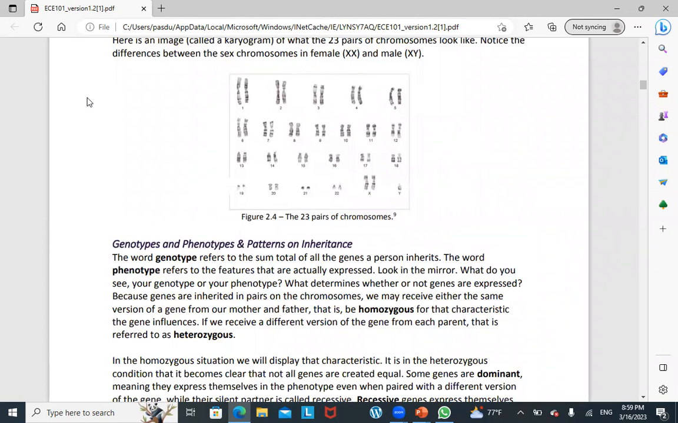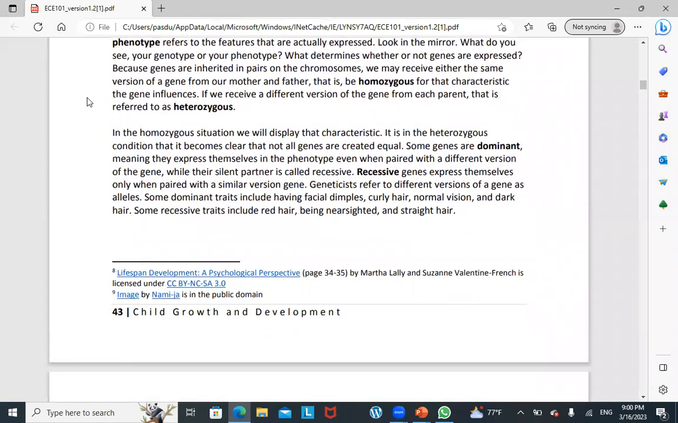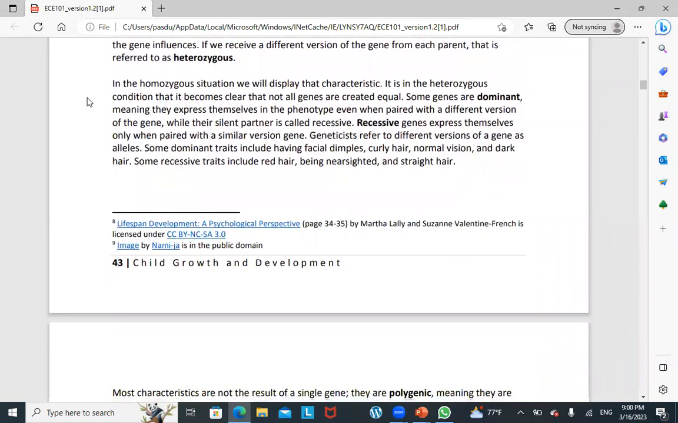Now, genotypes and phenotypes, or patterns of inheritance. The word genotype refers to the sum total of all the genes a person inherits. The word phenotype refers to the features that are actually expressed. Now you can read these things, right? You can understand dominant and recessive genes and all that, from the information I gave.